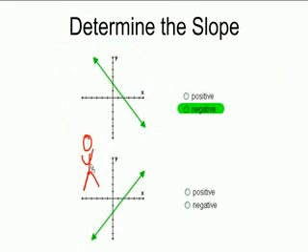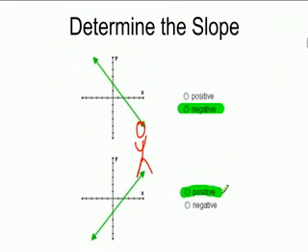If our person starts on the left again, and he starts down here at our line, and he moves this way following the line, that is a positive movement, so that is a positive slope.